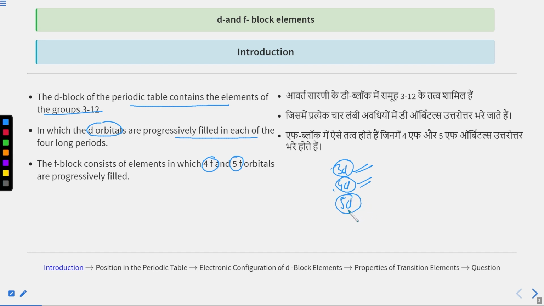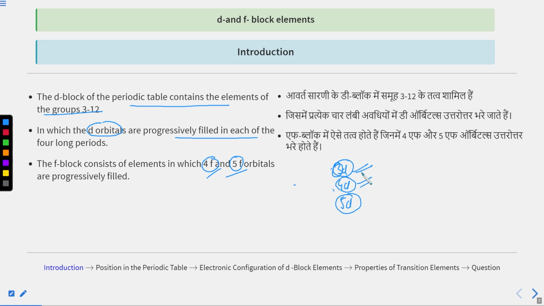Similarly, for f block elements, we have 4f and 5f, two possibilities, right? Because for the third shell, we don't have the possibility of f orbitals. Clear? Okay.